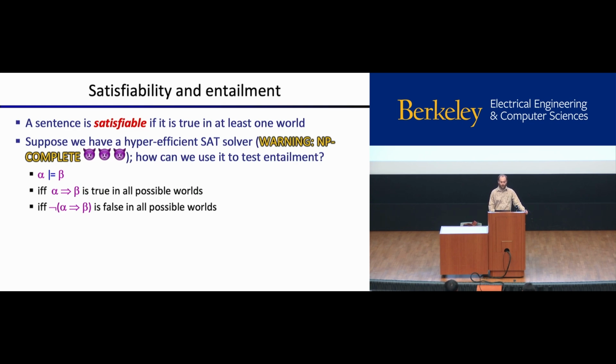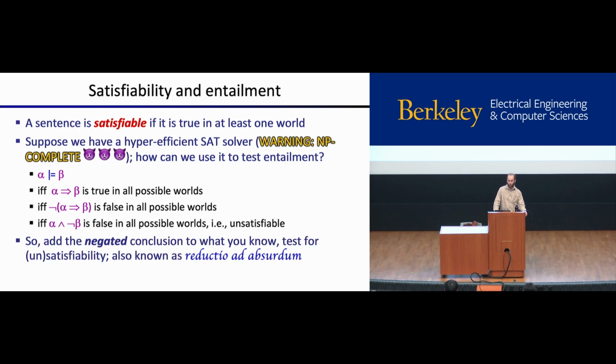Alpha implies beta is true in all possible worlds if not (alpha implies beta) is false in all possible worlds. Rewrite that as alpha and not beta is false in all possible worlds. That is, it's unsatisfiable. So we add the negated conclusion to our knowledge base. We have our knowledge base alpha, or our big long sentence alpha. We add not beta to it, and we see if that whole thing is unsatisfiable. So this is also reductio ad absurdum, proof by contradiction. We assume the opposite of what we're trying to prove, and we check to see whether we reach a contradiction.